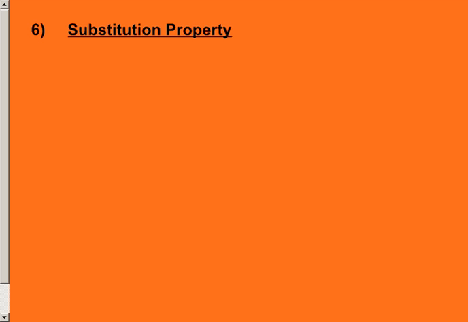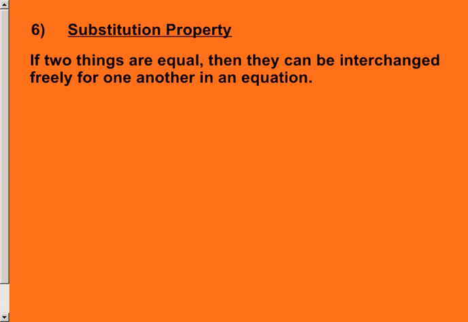Okay. The substitution property is really very similar to what the transitive property does, but it's worded entirely differently. So let's take a look here. If two things are equal to each other, then they can be interchanged freely for one another in an equation. And you actually already know this.